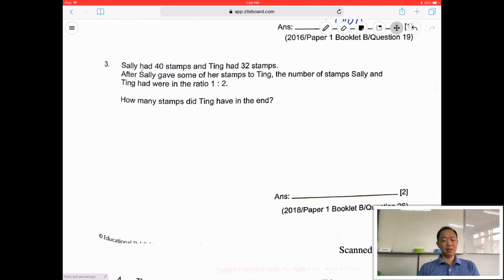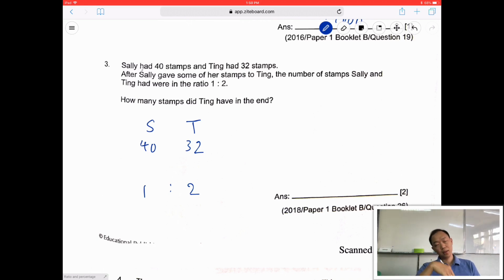Sally had 40 stamps and Ting had 32 stamps. After Sally gave some to Ting, the number of stamps Sally and Ting had were in the ratio 1:2. This is before and after. Can you see that? How do I know? Usually there are 2 persons, so I got Sally and Ting. Sally had 40, Ting had 32. Sally gave some to Ting, and the numbers were in the ratio 1:2. Now, which type of before and after is this? This is difference and change.